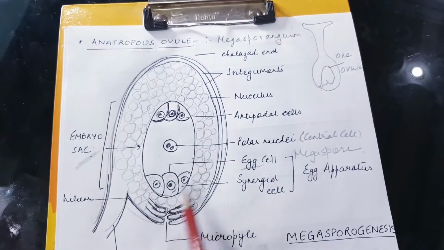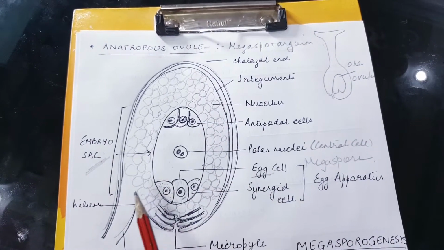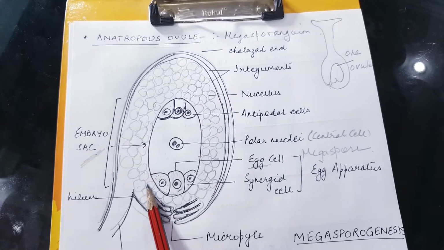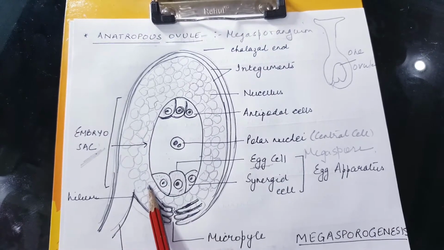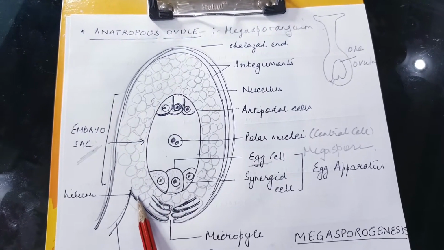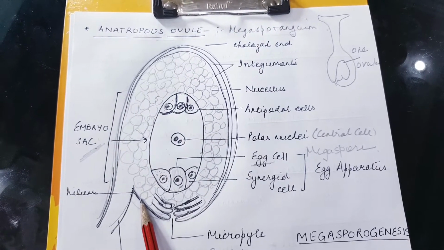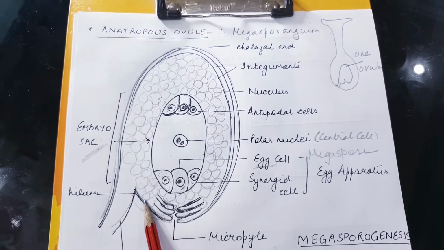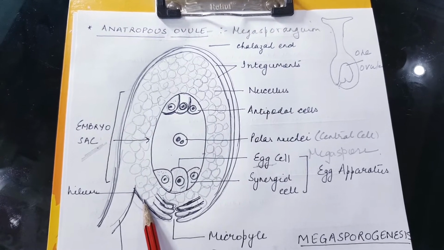So the moment you have a megaspore within the ovule, that means the ovule is matured enough and it is ready for fertilization. Alright, what are the key features of the Anatropous ovule? First of all, you see the labelings. This is one ovule and an ovary may contain hundreds of such ovules within it. Right? We are magnifying only one ovule so that you can see the internal details.